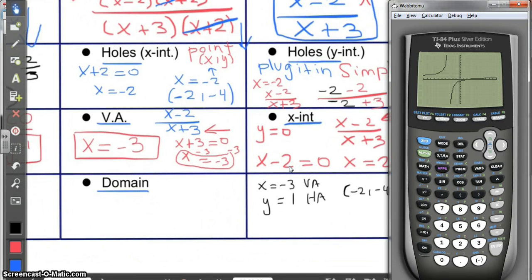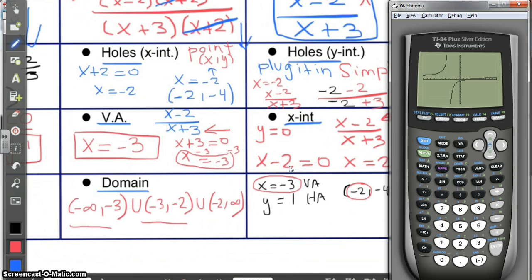To write the domain, you look at the x of the vertical asymptote and the x of the hole of the expression. So it's going to go from negative infinity to, which one comes first, negative 3 or negative 2? Which one is smaller? Negative 3, so you write it first. Union, then negative 3. What comes next? Negative 2. So you go in order from smaller to bigger. Union, negative 2 to infinity. So every time you have an asymptote and a hole, you will have 3 pieces of your domain.